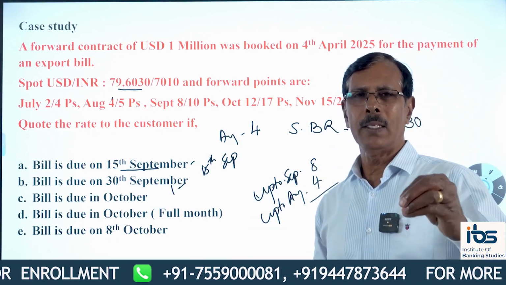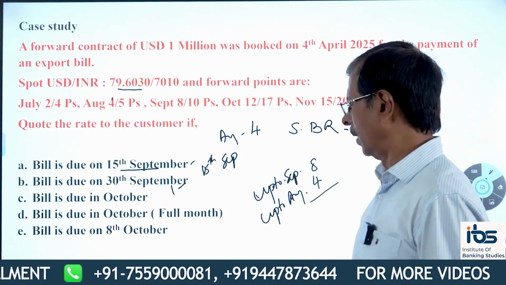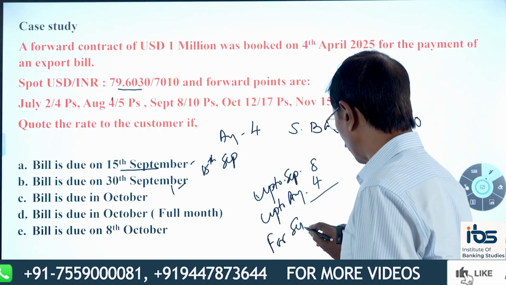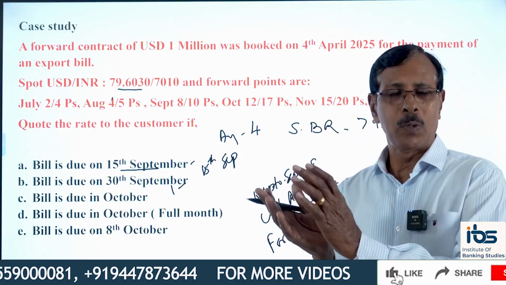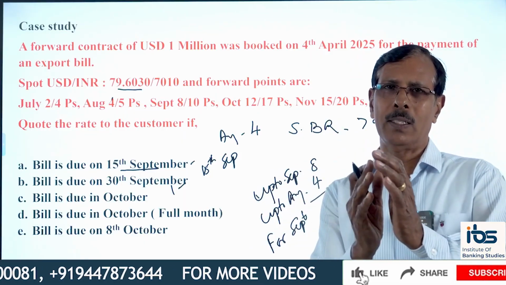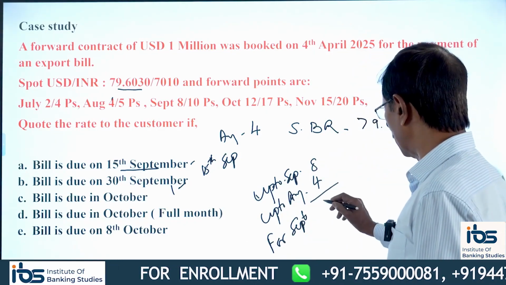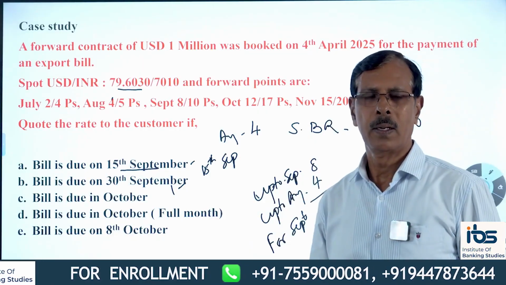So 8 paise is up to September and 4 paise is the forward points up to August. From this, can you find out what is the forward points for the month of September alone? Up to September it is 8 paise, up to August it is 4 paise. So for the month of September, it is 8 minus 4, that means 4 paise. Am I clear?